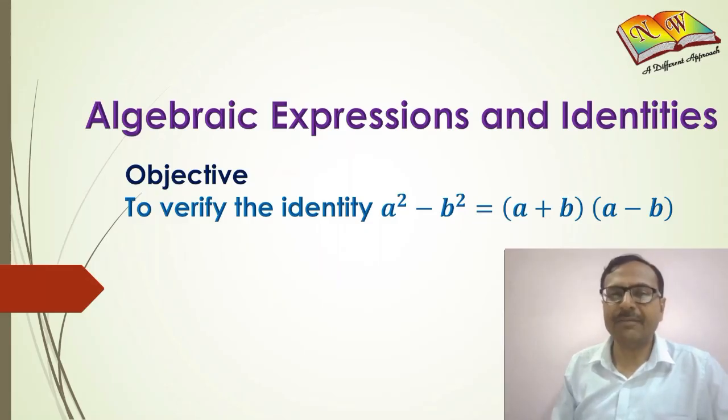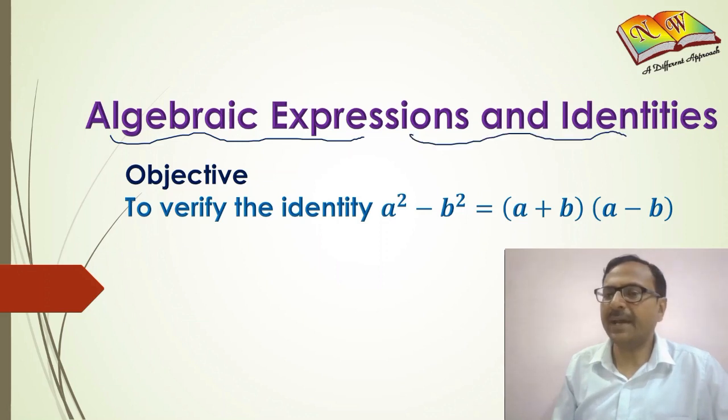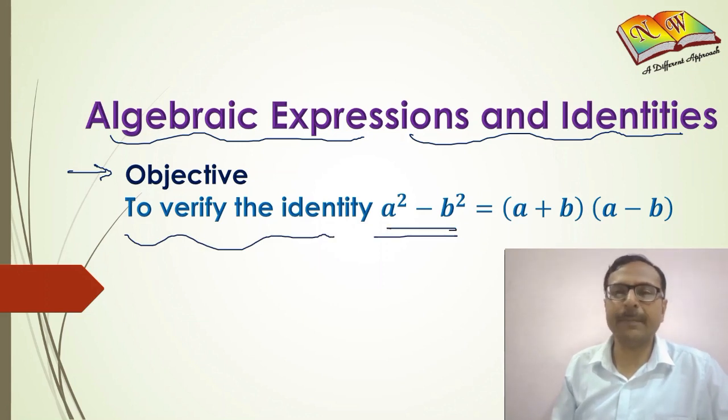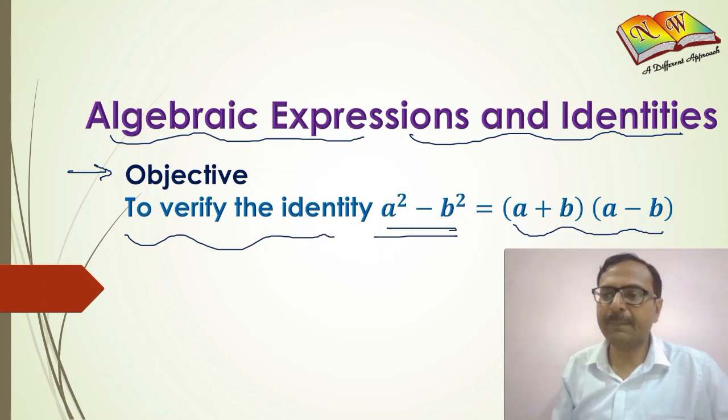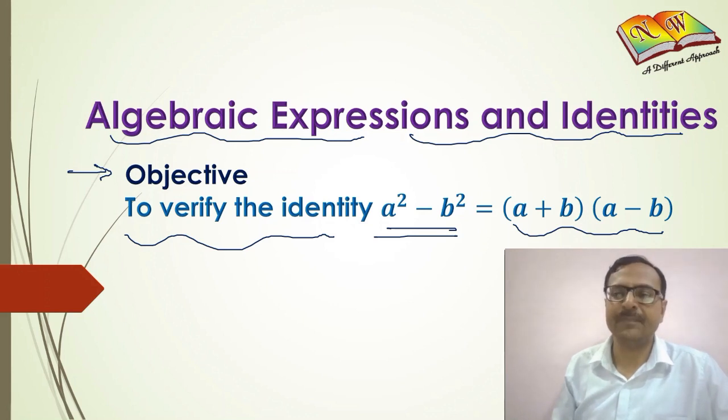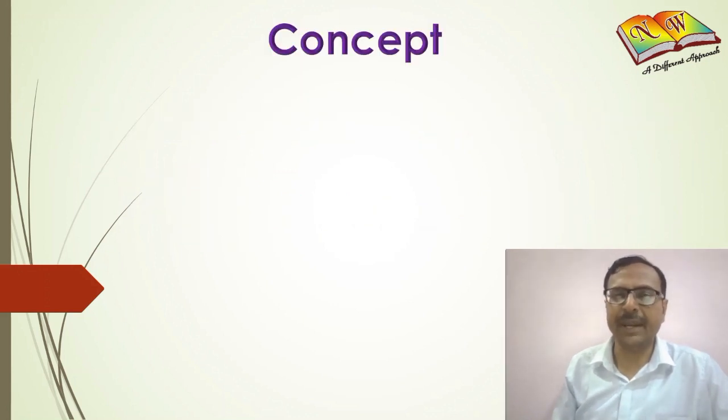This is another activity on algebraic expressions and identities. The objective of this activity is to experimentally verify the identity a square minus b square equals a plus b times a minus b. Let's study the concept in hand.